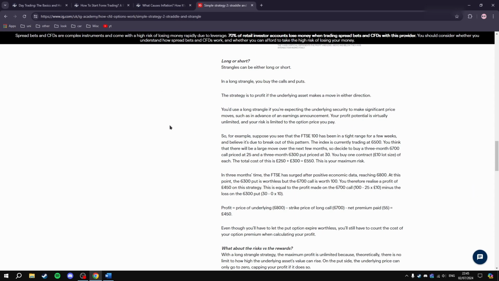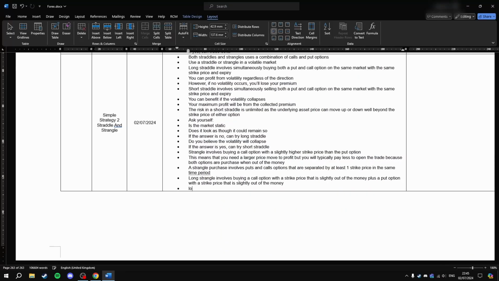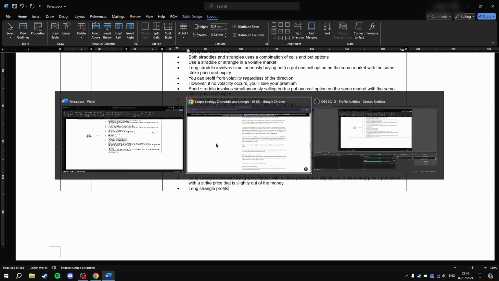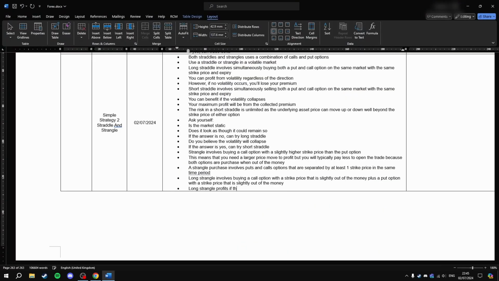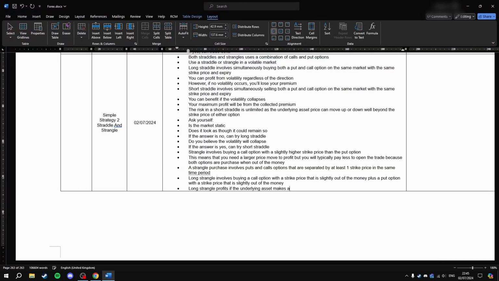Long or short. Strangles can be either short or long. In the long strangle, you buy the calls and puts. The strategy is to profit if the underlying asset makes a move in either direction. A long strangle profits if the underlying asset makes a move in either direction.